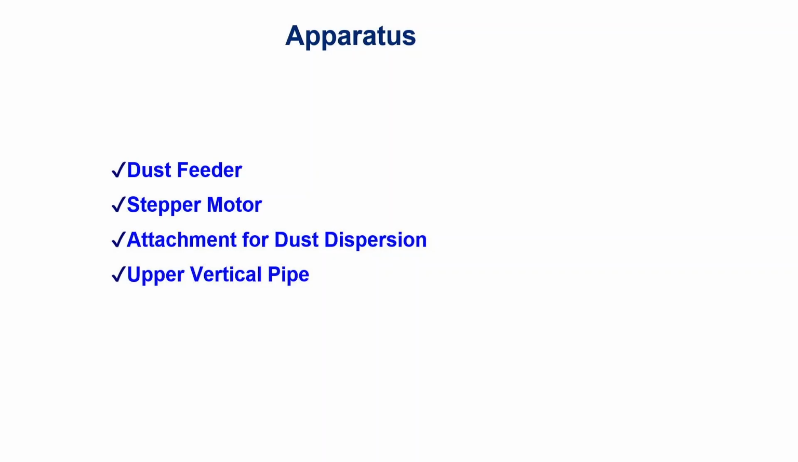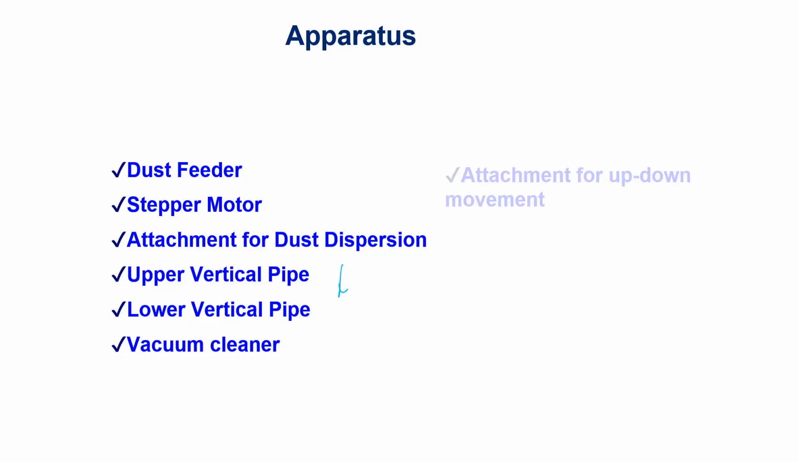There is an upper vertical pipe through which the dusty air comes, and a lower vertical pipe below it. In between there will be the filter media. A vacuum pump actually sucks the dusty air through the filter medium. Up and down movement is there, because it is needed to attach the filter fabric in the system.